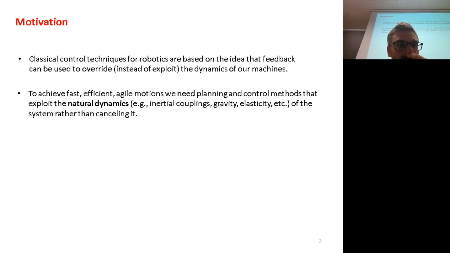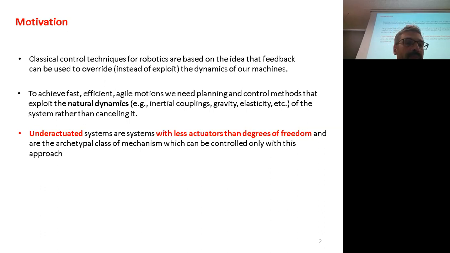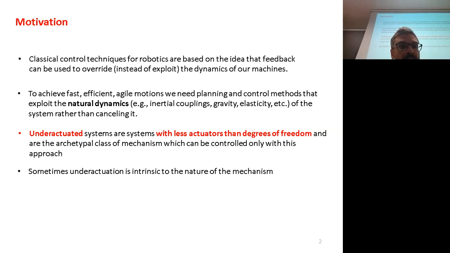While to achieve fast, efficient, and agile motion, we want to use control methods and planning methods that exploit the natural dynamics, which means rather than trying to cancel it, as we will see in the next lectures on control, the inertial coupling, gravity, elasticity, we will think about taking them into account in a way that we can exploit them. And because underactuated systems are systems with less actuators than degrees of freedom, this is usually the way you can try to control these systems. You cannot do much better.